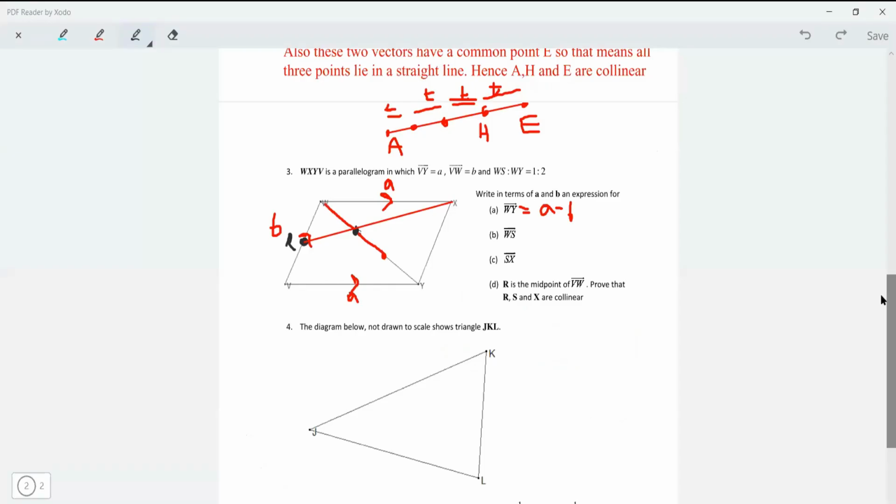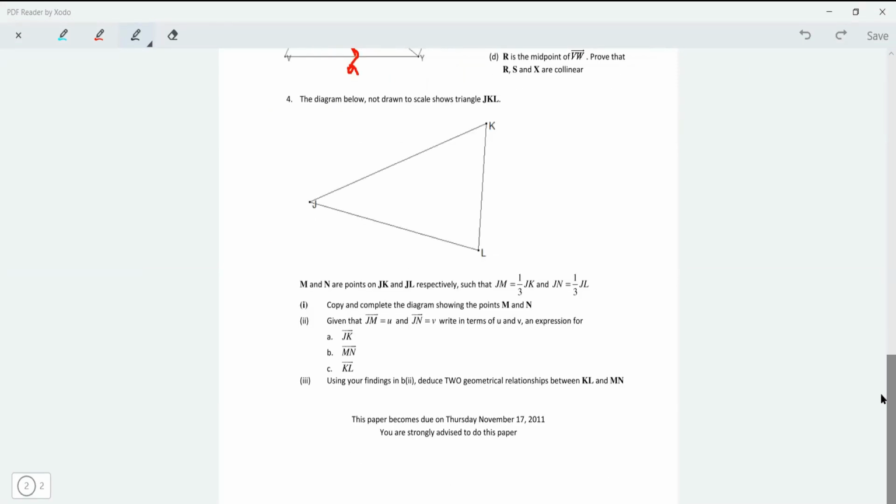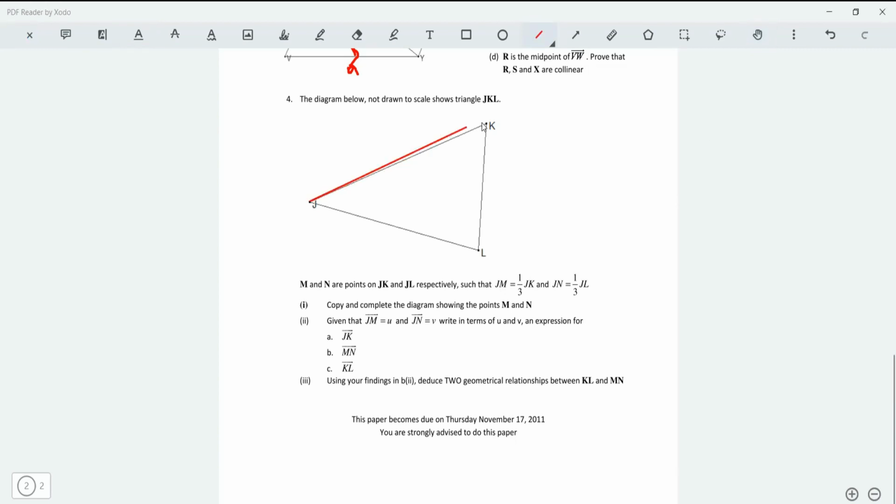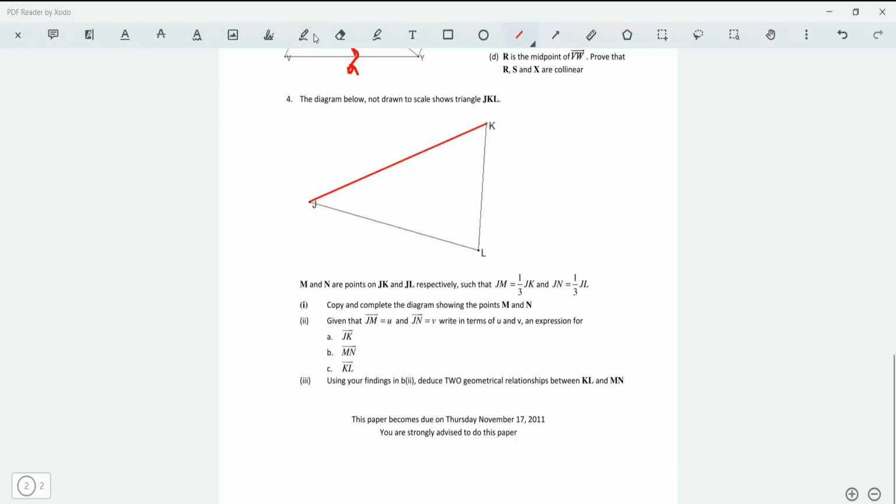Nice. Now this last one tells us that the diagram below, which is not drawn to scale, shows triangle JKL. It says M and N are points on JK and JL such that JM is 1/3 JK. So what I'm going to do, guys, is draw a line to represent JK from here to here. Now if we chop it in three pieces, they tell us JM is 1/3 of JK. So M is somewhere right here. So this is going to be our M, because M is 1/3 of JK.